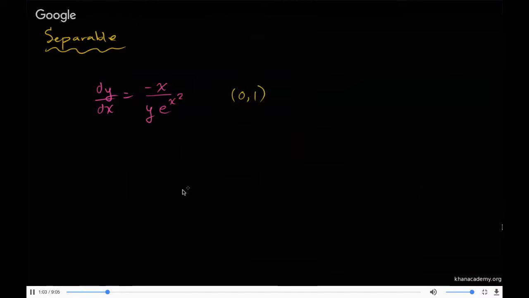But let's go to what I would argue is the simplest form of differential equation to solve, and that's what's called a separable differential equation. And we will see in a second why it is called a separable differential equation. So let's say that we have the derivative of y with respect to x is equal to negative x over y e to the x squared. So we have this differential equation, and we want to find the particular solution that goes through the point (0, 1). And I encourage you to pause this video, and I'll give you a hint.